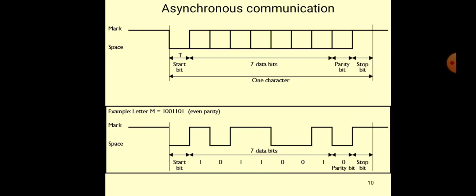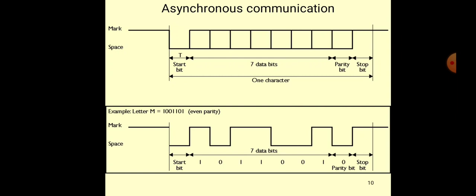See, mark and space are the levels. Now for 1 you are terminating with mark, for 0 it is terminated as space. Start bit, 7 data bits, parity bit and a stop bit. So one character specifies that you are having one stop bit, one start bit, one parity bit and 7 data bits. 7 plus 3, 10 bits will be there.